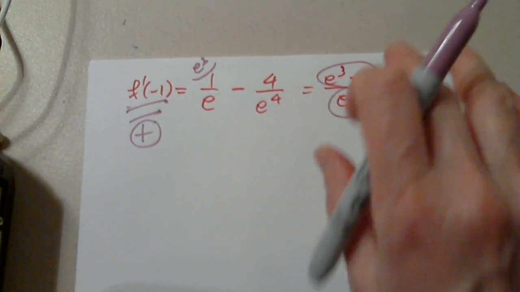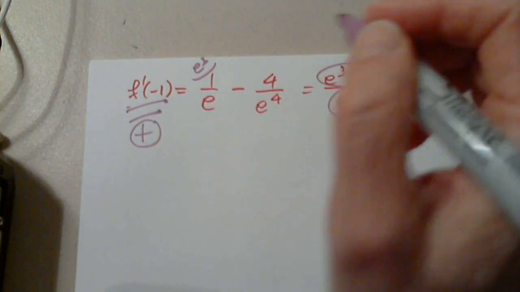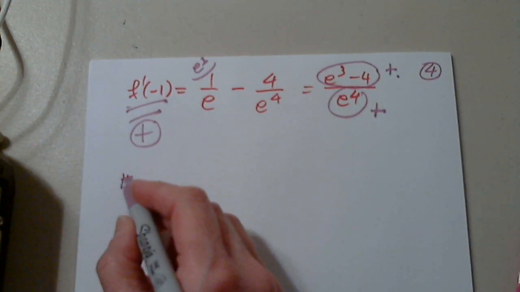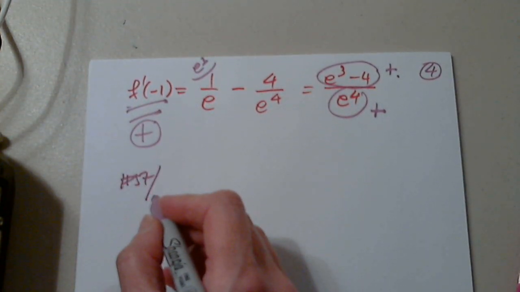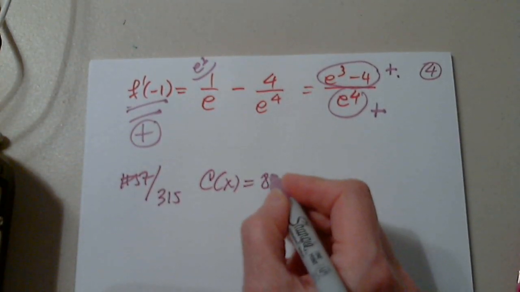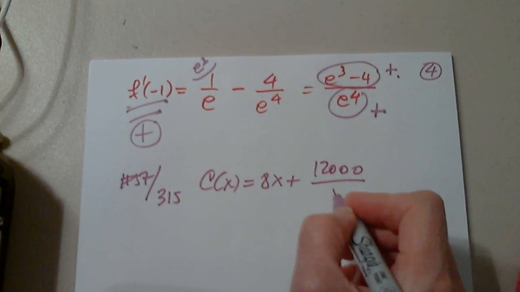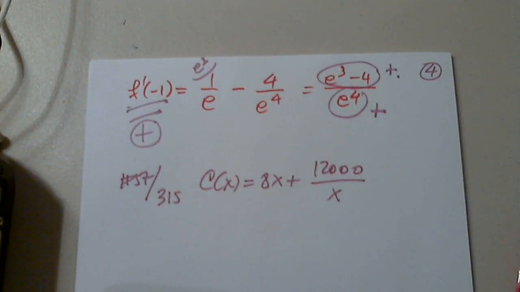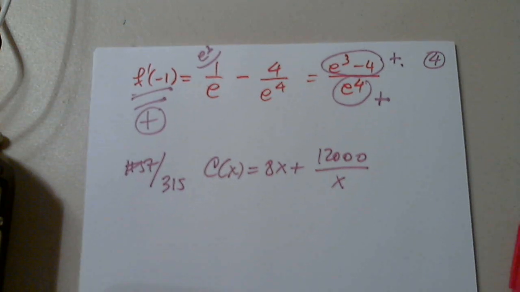Everything the same. I'm on page 4. Let me copy the function. So this is 57 on 315. C of x equals 8x plus 1200 over x. And they want us to find the minimum. Nothing different. You can ask, but what is the interval? In this case, the interval is x greater than 0, of course. Sometimes they give us intervals, sometimes they don't.